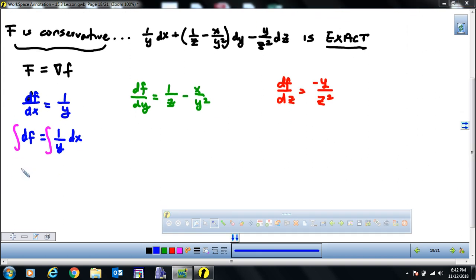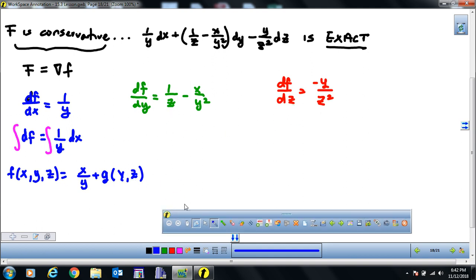Okay, so we're going to get that the potential function in terms of x, y, and z equals x over y plus, since we're evaluating it for the values of x, we could have a function g in terms of y and z, maybe a function in terms of y, maybe a function in terms of z, or maybe a constant value only. So we're going to use the other two conditions to determine what it is.